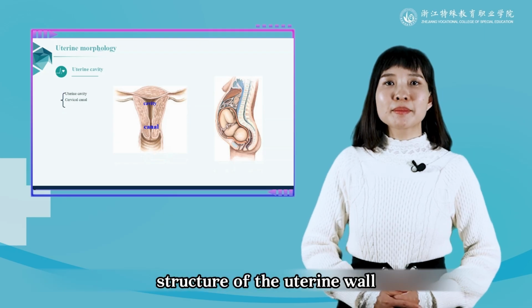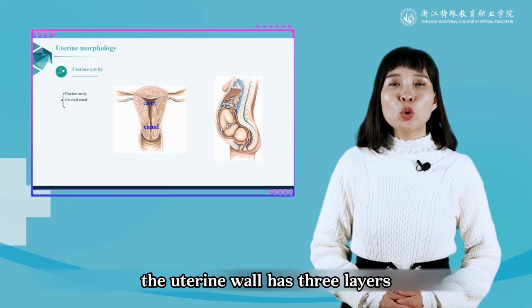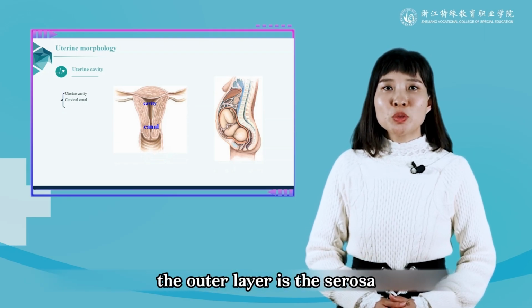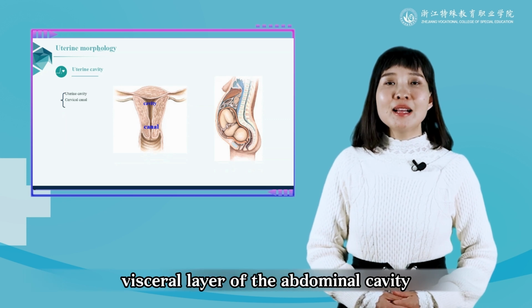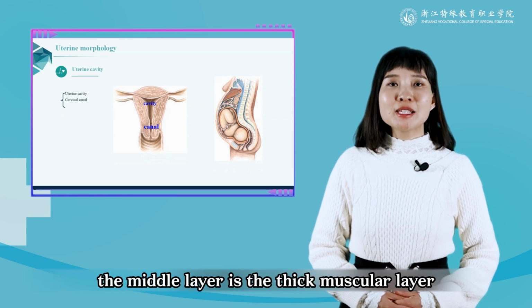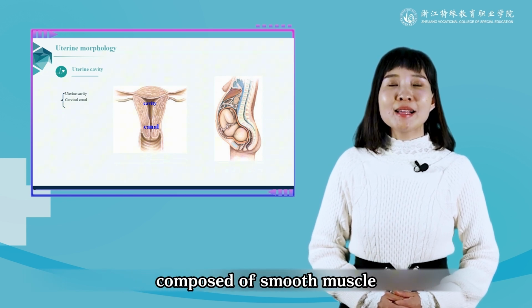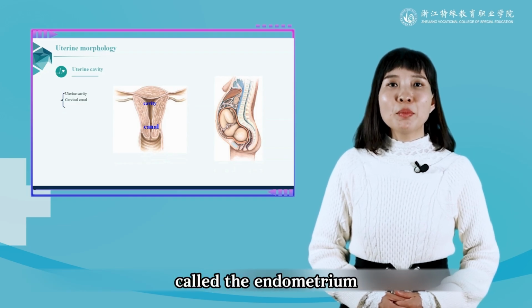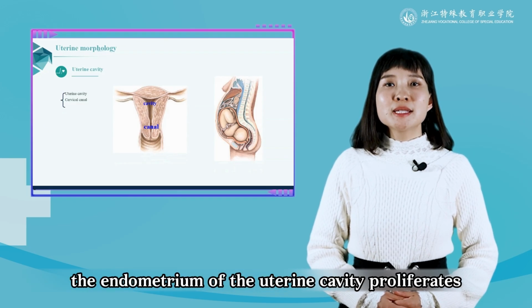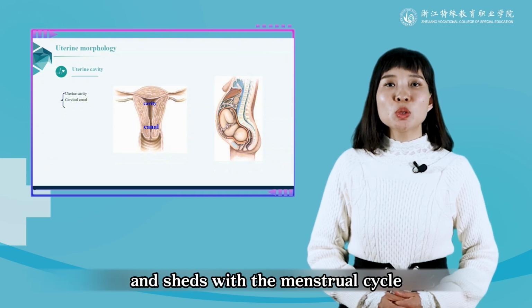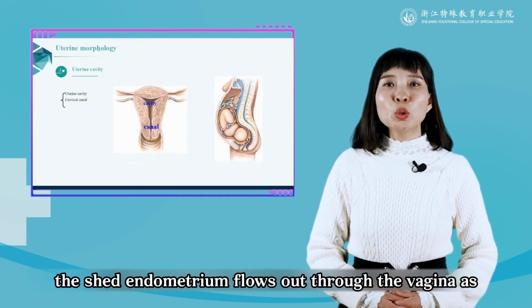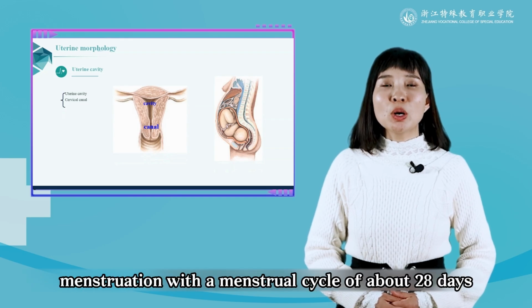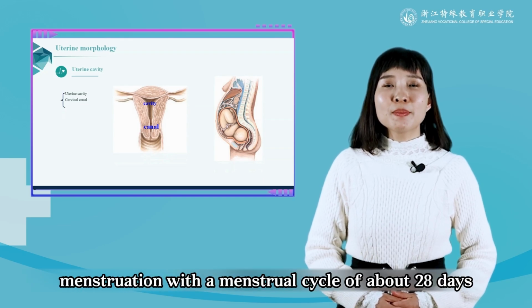Structure of the uterine wall. The uterine wall has 3 layers. The outer layer is the serosa, the visceral layer of the abdominal cavity. The middle layer is the thick muscular layer, composed of smooth muscle, and the inner layer is the mucosa, called the endometrium. The endometrium of the uterine cavity proliferates and sheds with the menstrual cycle. The shed endometrium flows out through the vagina as menstruation, with a menstrual cycle of about 28 days.